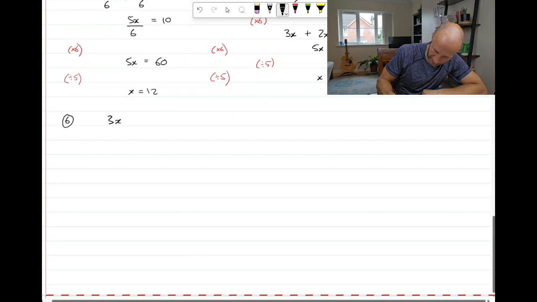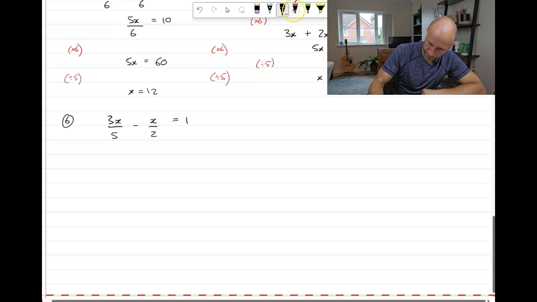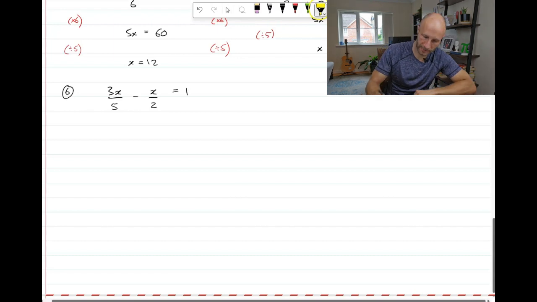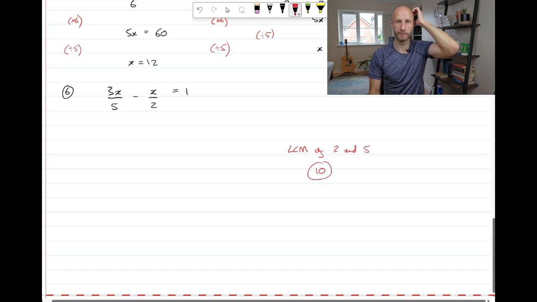Okay, so 6 is 3x over 5 minus x over 2 equals 1. So same kind of idea with this one. We've got two different denominators that we're going to want to clear. We've got the 5 as this denominator, and then we've got the 2 on this one. So the way of clearing both of these is to find the lowest common multiple, LCM of 2 and 5, which hopefully you can see pretty quickly is 10.